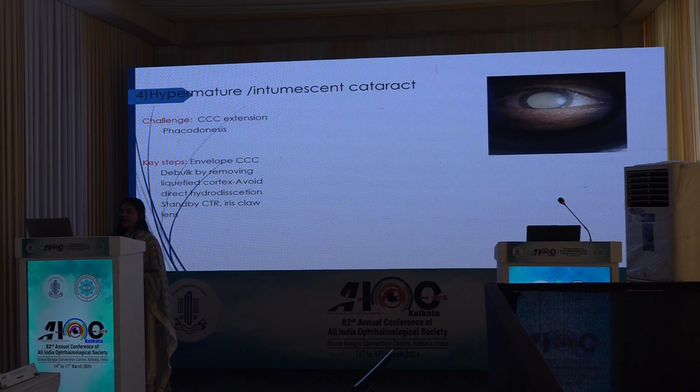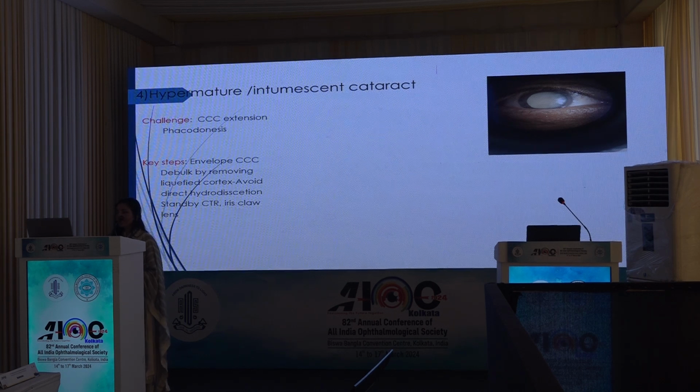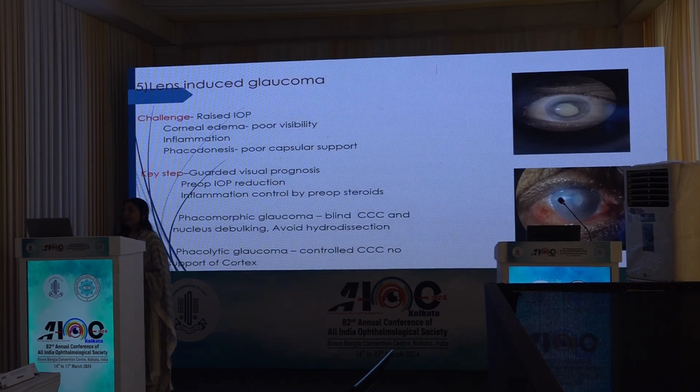In cases of hypermature or intumescent cataracts, the challenge is the CCC extension and there could be a chance of phacodynamic. So we should do a slit lamp examination beforehand to see whether there is actual phacodynamic or not. The key step here is the envelope CCC. We should debulk the nucleus. We should remove the liquefied cortex using a 26 gauge cannula, or we can also use a Simcoe cannula. And we should have standby CTR and iris claw lenses in these patients.